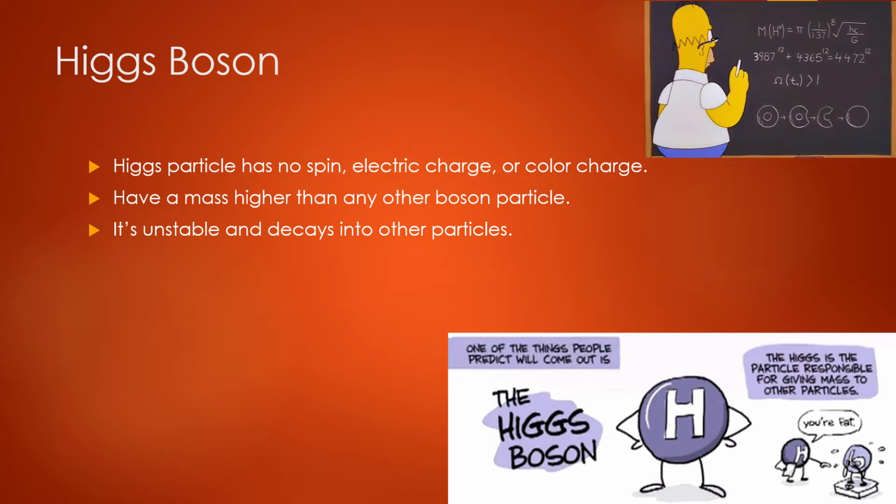Next, we'll be talking about Higgs boson particles. They have a lot higher mass than any other boson particle. Another thing that they have different than a lot of the particles is they have no spin, no electric charge, or color charge. I like the picture that I show down at the bottom because they are very unstable and they do decay into other particles, which cause those particles to have a higher mass, as you can see in the little comic strip I put there.